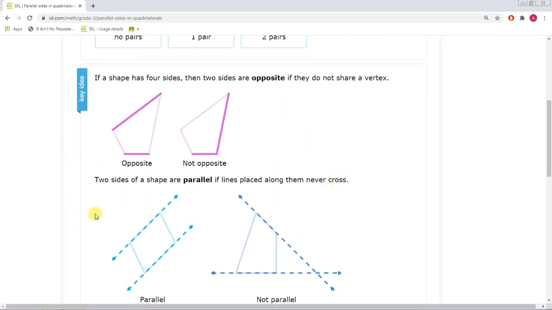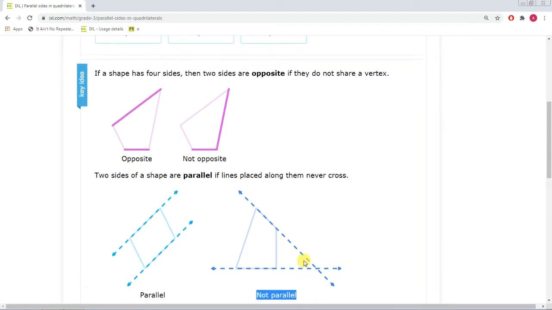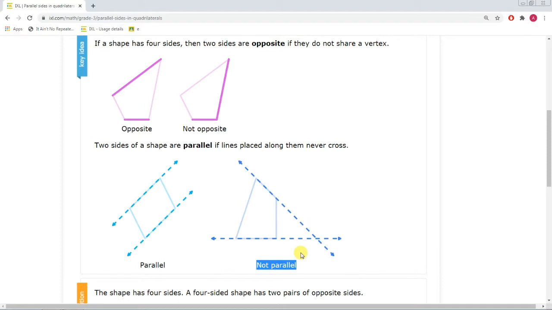For the skill, you have two key ideas. First, you should know the opposite and non-opposite sides, and the second thing, parallel and non-parallel lines. Okay, for this I will explain this concept in GeoGebra.